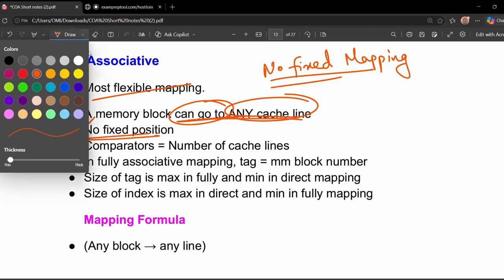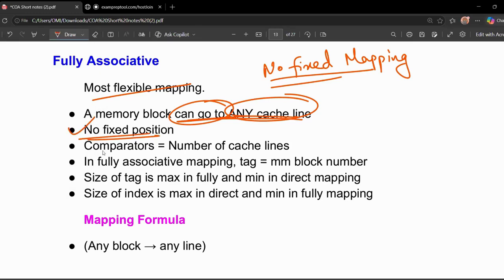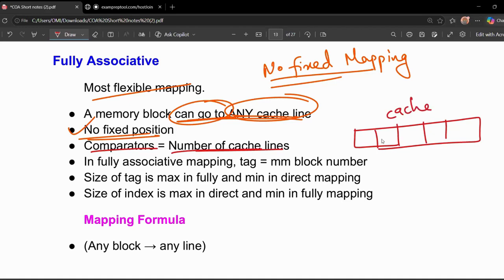Now, the next point is that the number of comparators will be the total number of lines, if you want to compare. So assume that this is the cache, and you have one, two, three, four, five blocks.